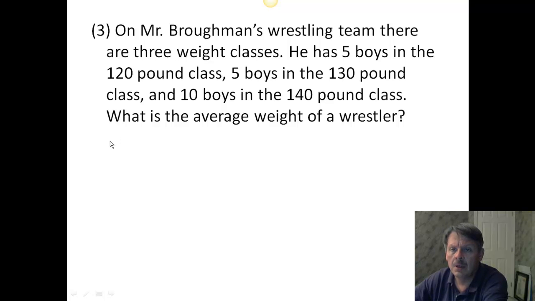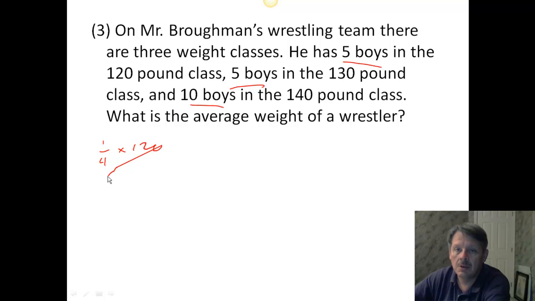Okay, assuming you've done it now, he has 5 boys who are in the 120-pound class, 5 boys who are in the 130, and 10 boys who are in the 140. That gives me a total of 20 boys. So 1/4 of them are 120 pounds, 1/4 of them are 130 pounds, and 2/4 of them, or 1/2 of them, are 140 pounds.